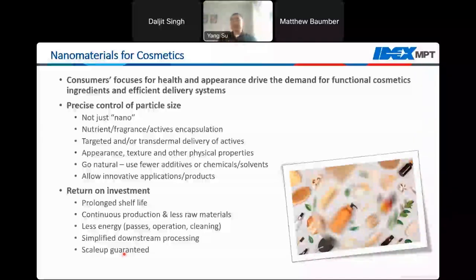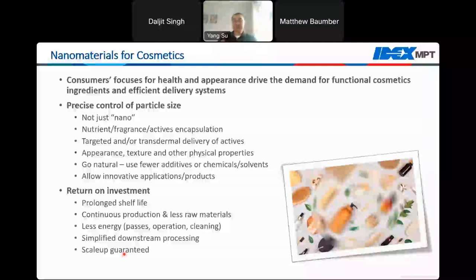So to produce nanomaterials, again, particle size is very important. I've talked about that already. You want to precisely control the particle size because when you talk about nano, it's not just a value, it's a range of particle sizes. It can be as little as a few nanometers to maybe 100 nanometers or to several hundred nanometers, or even slightly bigger, close to submicron particle size. Each different ingredient and product will probably have different particle size requirements.